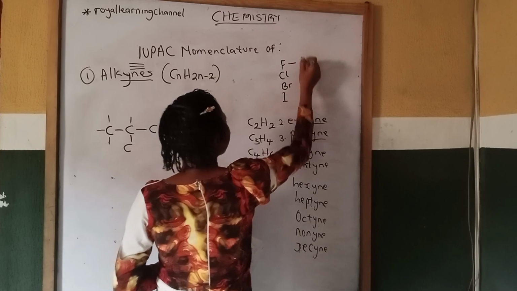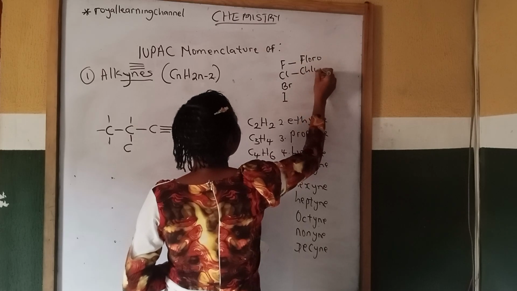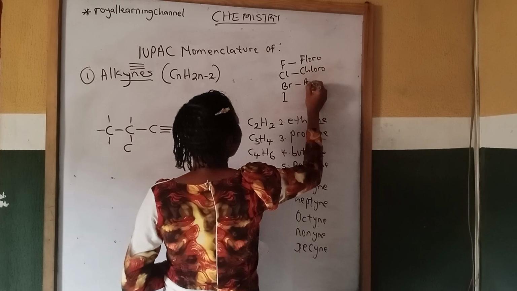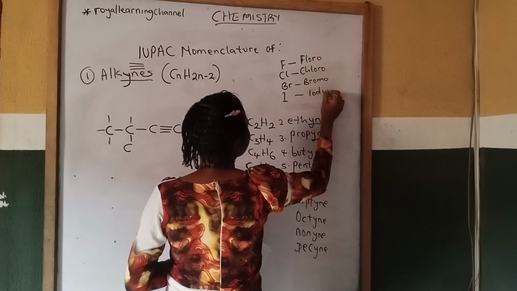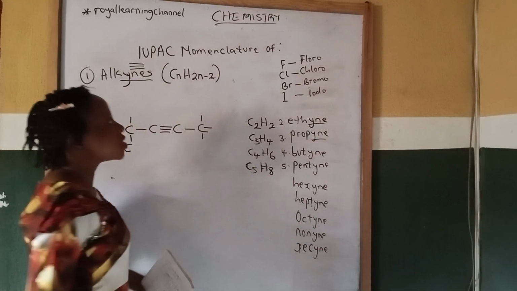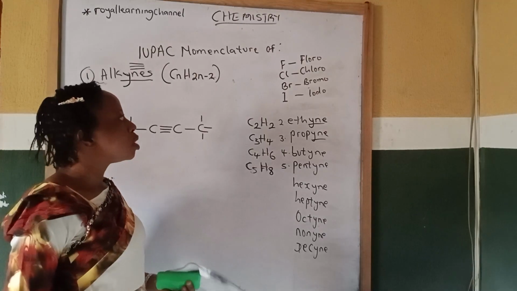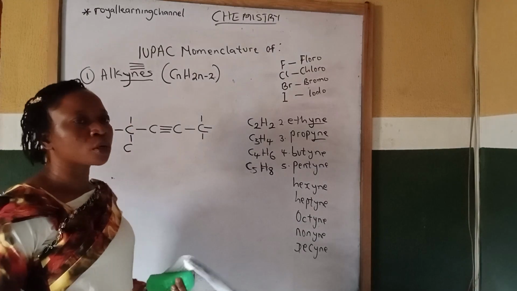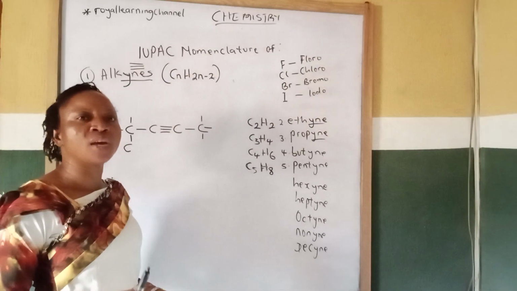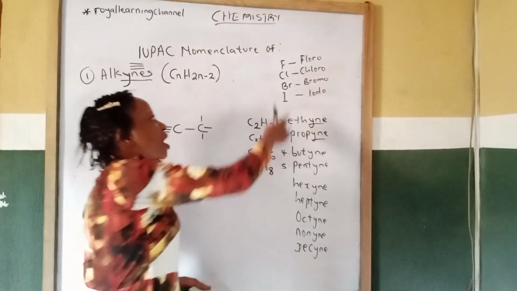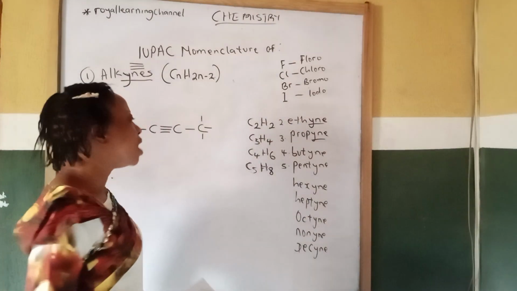Then fluorine will sound fluoro. Chlorine will sound chloro. Bromine will sound bromo. Iodine will sound iodo. So when you see fluorine, you call it fluoro. When you see bromine, you call it bromo. Chlorine, we call it chloro. Iodine, you call it iodo. Then your substituent can be an atom. I said mostly atoms of halogen because these are the atoms of halogen, the group 7 elements.